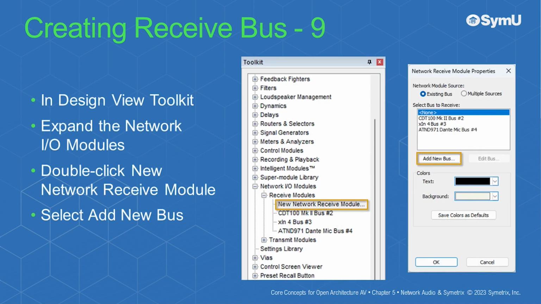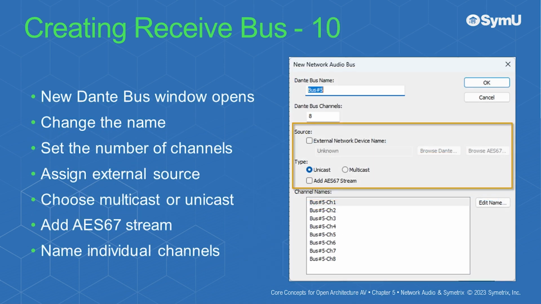In the Design View toolkit, expand the Network I/O modules and double-click New Network Receive module. Select Add New Bus. The new Dante bus window will open. Use this window to change the name, set the number of channels, assign an external source, choose multicast or unicast, add an AES67 stream, and name the individual channels.